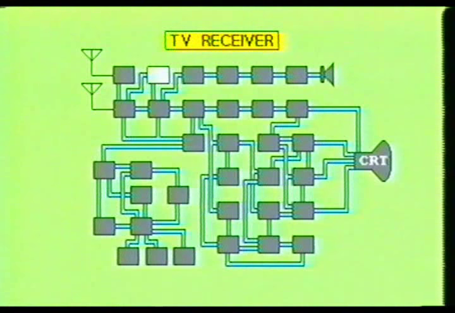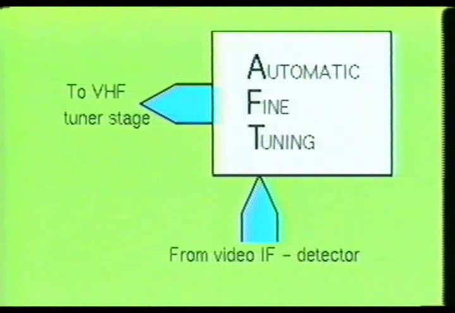Now let's examine the automatic fine-tuning stage in the color television receiver. The automatic fine-tuning, or AFT as it is often called, is used to automatically lock in the best possible reception for the channel selected. Since fine-tuning is very critical in a color receiver, this stage is rather important. Notice that the AFT stage is fed by the video IF detector section. The video IF detector stage outputs a 45.75 MHz AC signal into the AFT section. This signal is used to control the output of the automatic fine-tuning stage.